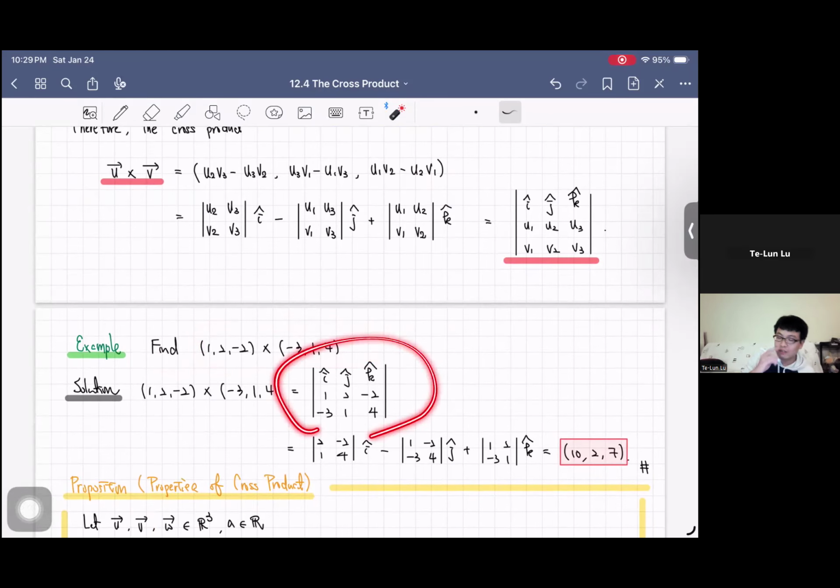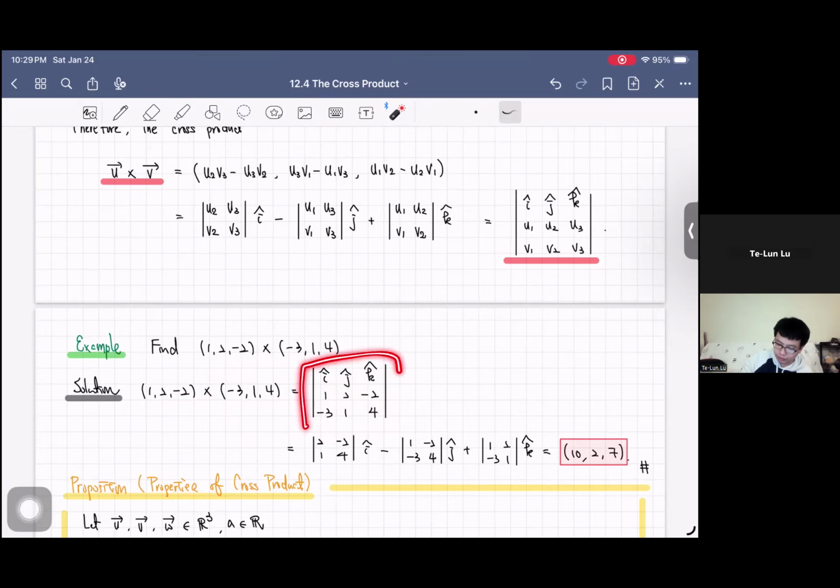So through the definition of 3 by 3 determinant, you can write things like this: i, j, k in the first row, that's important, and 1, 2, minus 2 in the second row, minus 3, 1, 4 in the third row. Okay, those orders are fixed. Please don't try to alter anything. It will actually change the sign. But for now, we are not interested in the algebraic properties of determinants. We're just introducing the definition of that determinant and the cross product.